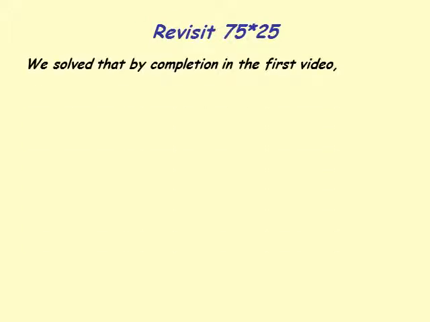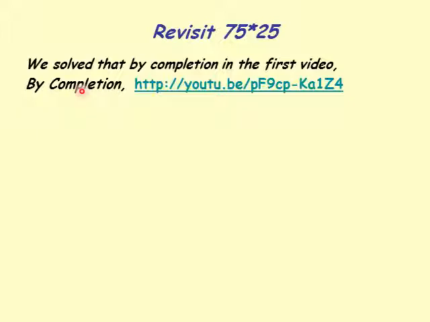To revisit the example we did before, 75 times 25. We solved that by completion in the first video, so we did some multiplications using completion. Okay? So what did we do? This was the first video. If you want to look at the video, this is the link. What did we do in that video? Do you recall that?